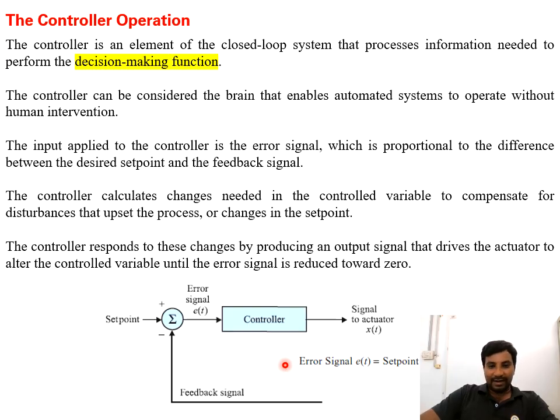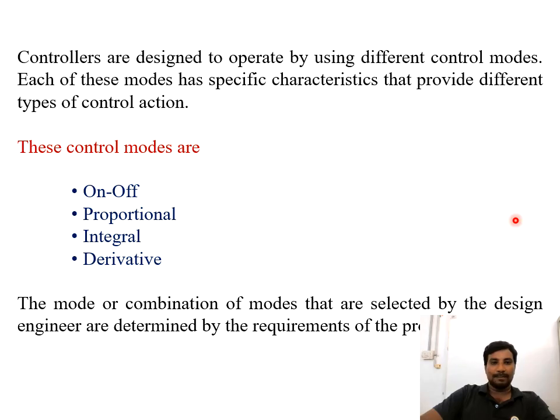Here we can find there is a controller, we have a set point and a feedback signal. The error signal is nothing but the difference between the set point and the feedback signal. As represented, the error output is x of t, because with respect to each and every second, the error signal is being produced. There are different modes of operation available: one is called on-off control mode, another is proportional control mode, integral control mode, and derivative control mode.